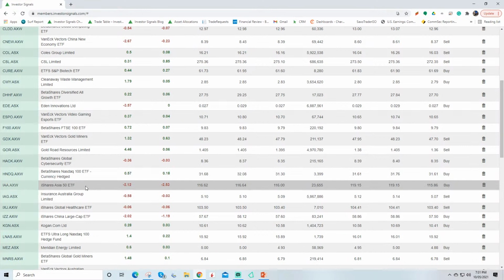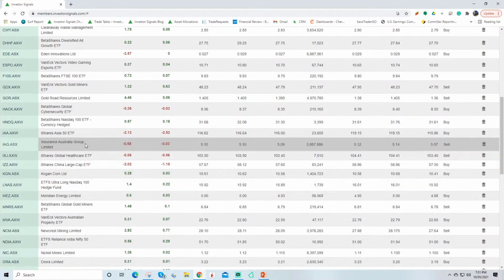Rather than the iShares Asia 50, our focus is the IZZ. Insurance Australia Group, I covered that in detail tonight, but I think you want to make a note of that as a counter trend trade.